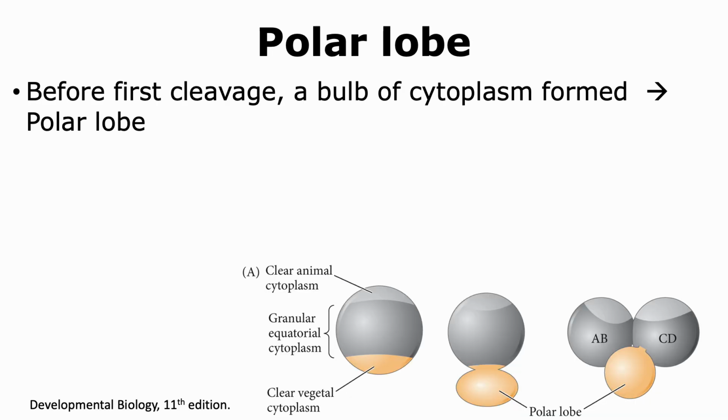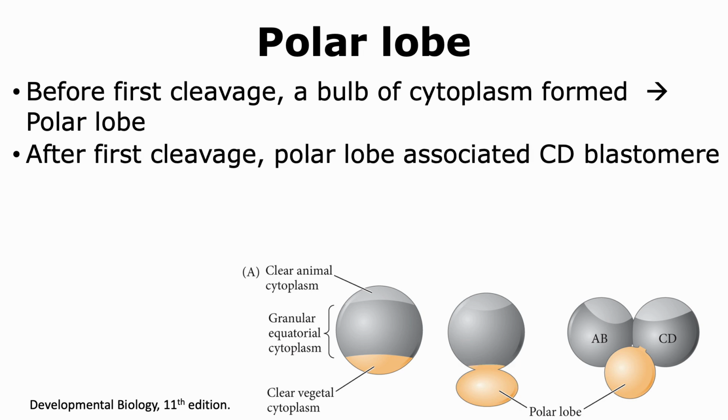We're also going to look at another feature that happens during embryogenesis, and this is a structure called the polar lobe. Before the first cleavage event happens, a ball of cytoplasm is formed that is called the polar lobe. In the figure shown below, the part in the blue box is the polar lobe. The polar lobe only has cytoplasm in it. There are no nuclei in the polar lobe.